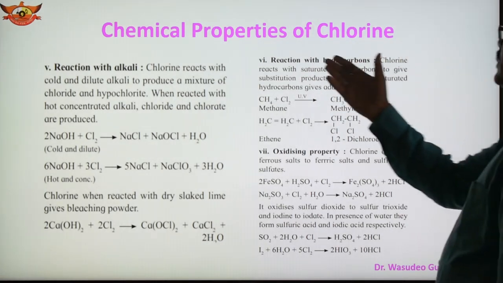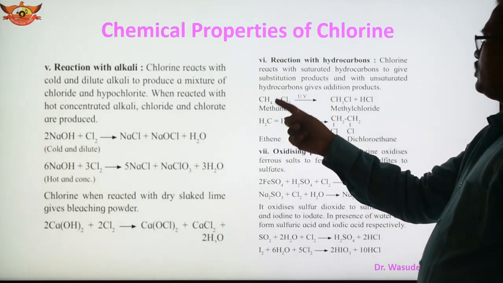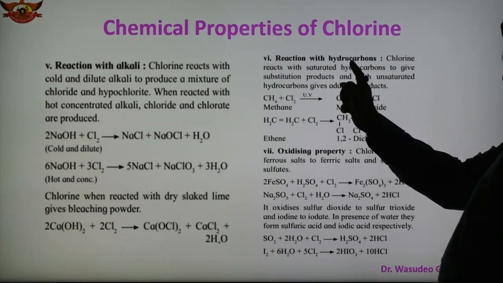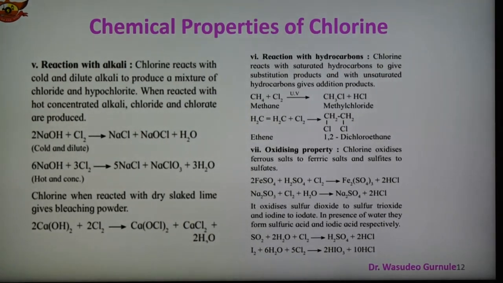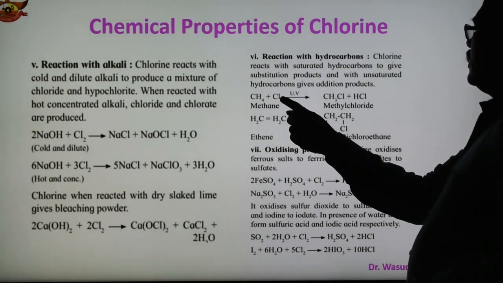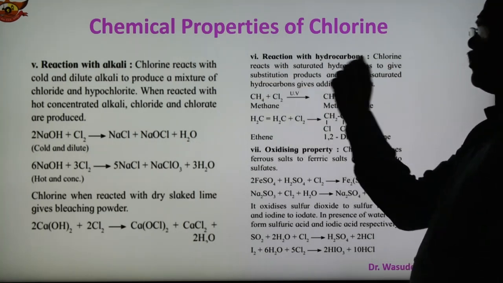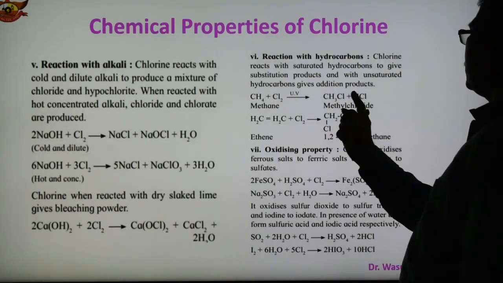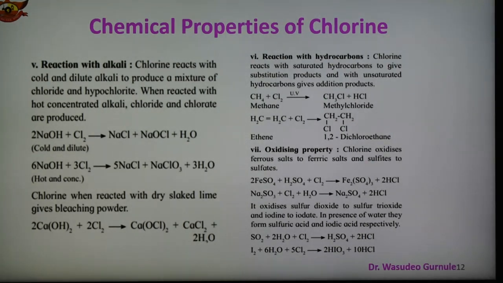It also reacts with saturated hydrocarbons and unsaturated hydrocarbons. So the next reaction is that chlorine reacts with hydrocarbons, saturated and unsaturated. When it reacts with a saturated hydrocarbon, there is a substitution: hydrogen gets replaced and chlorine takes its place. In this case one hydrogen is replaced and HCl is formed, and methyl chloride is the main product.